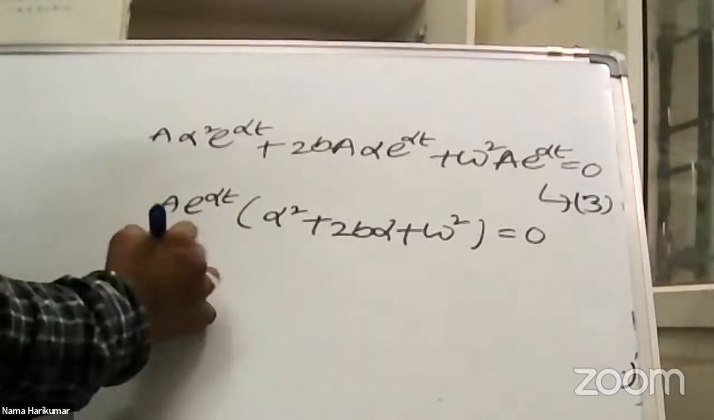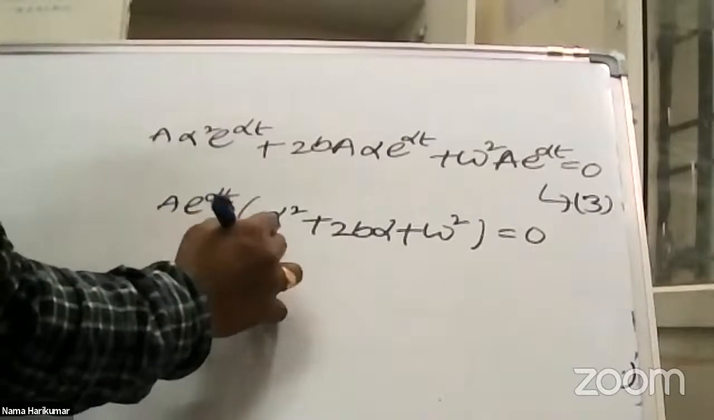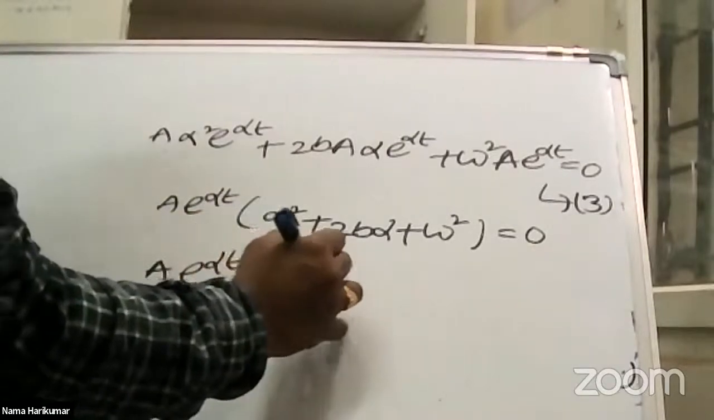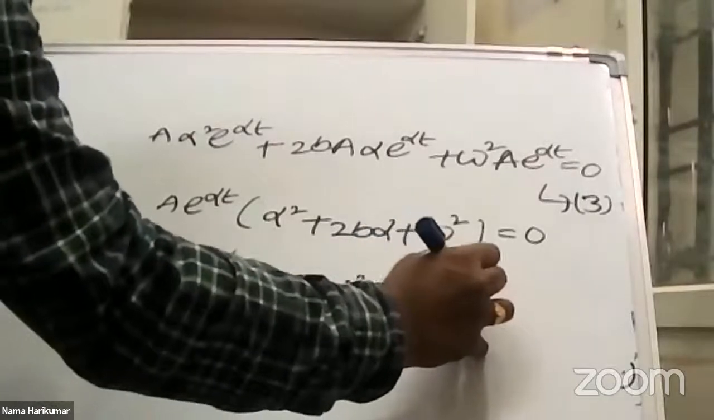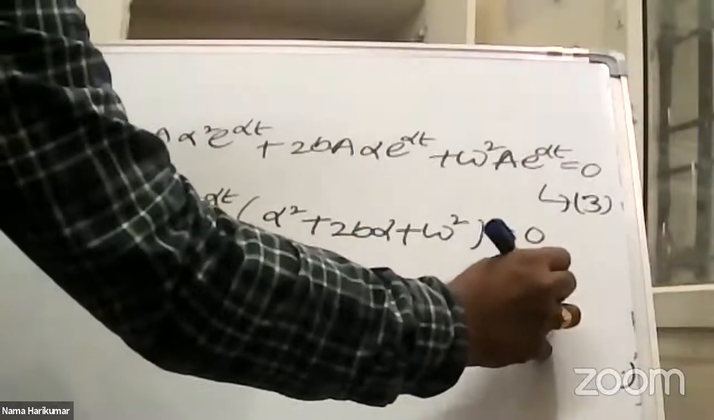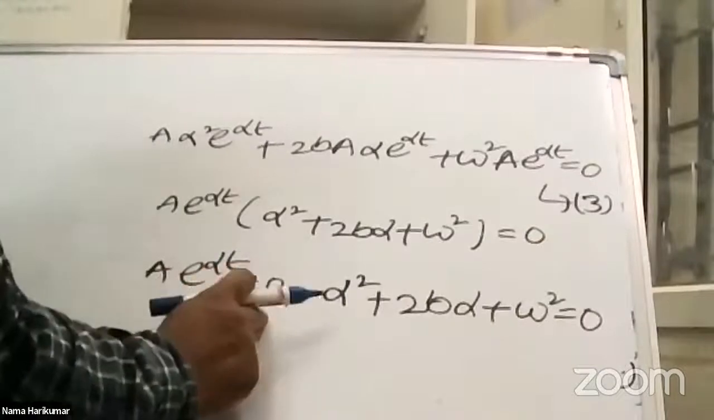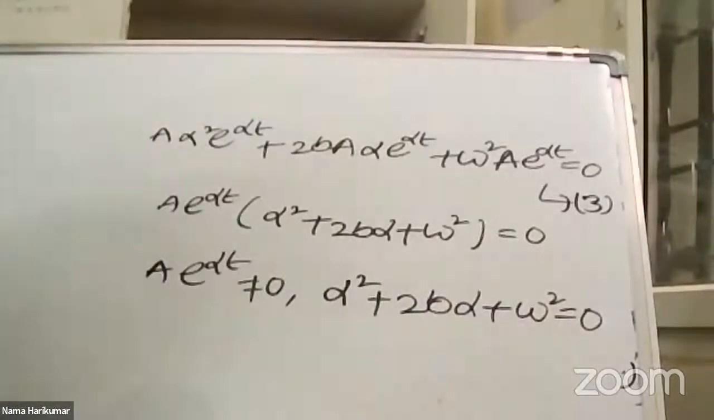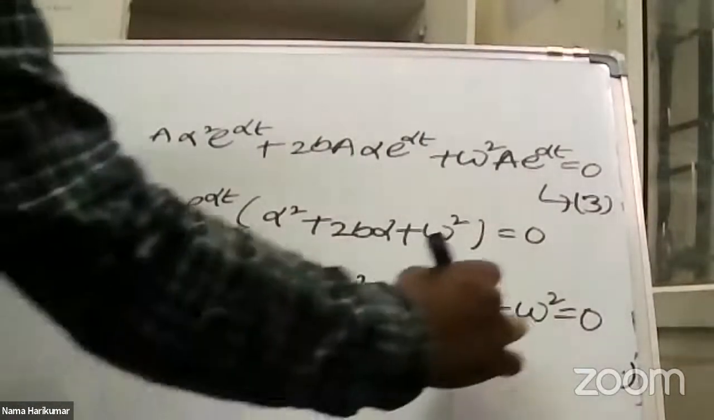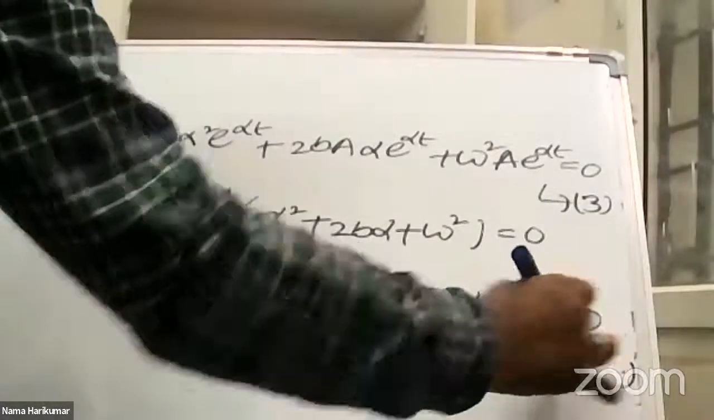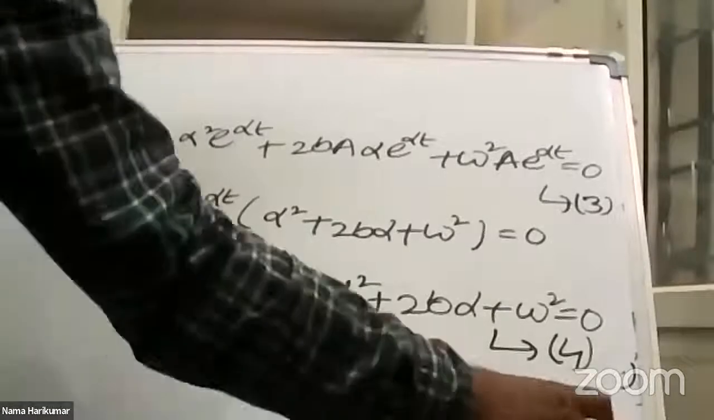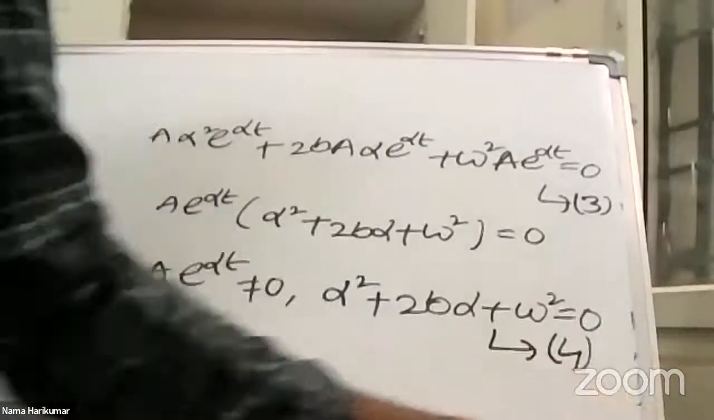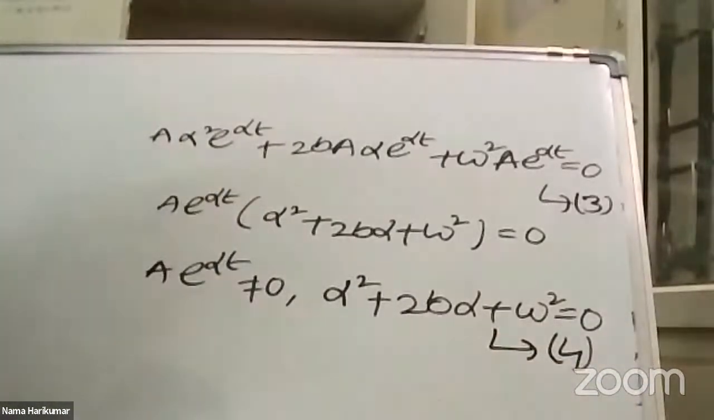Since e to the power of alpha t is not equal to 0, alpha square plus 2b alpha plus omega square equals 0. One factor is not equal to 0, so the other is automatically 0. This is equation number 4. So the fourth equation is clear.